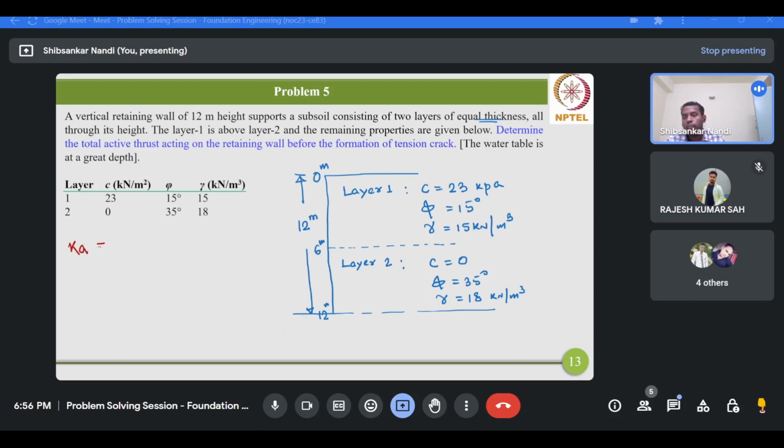So Ka, we can calculate from this equation: (1 minus sine phi) by (1 plus sine phi). Considering the notation Ka1, this represents the active earth pressure coefficient for layer 1, and Ka2 represents the active earth pressure coefficient for layer 2. Please let me know what the values of Ka1 and Ka2 are with the given properties of layer 1 and layer 2.